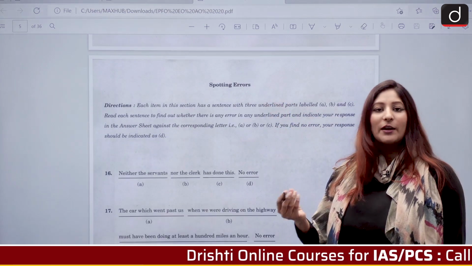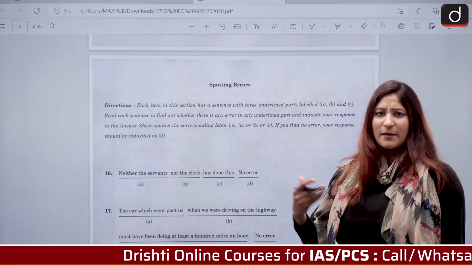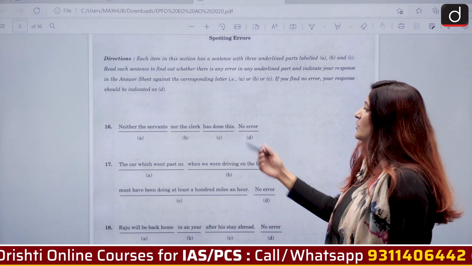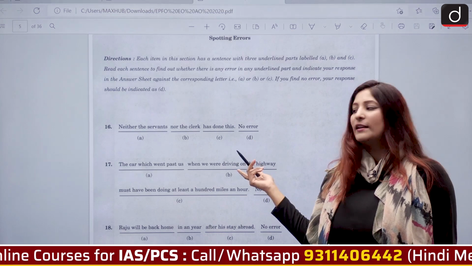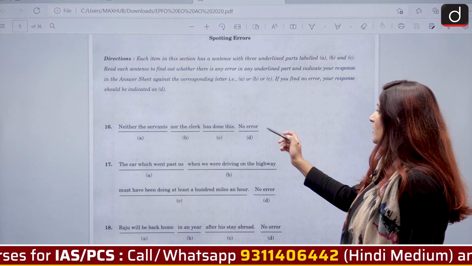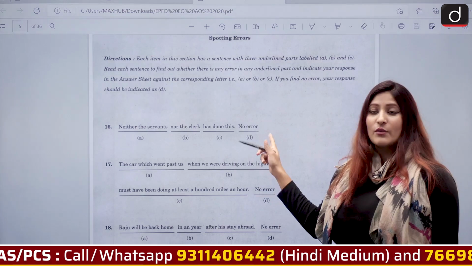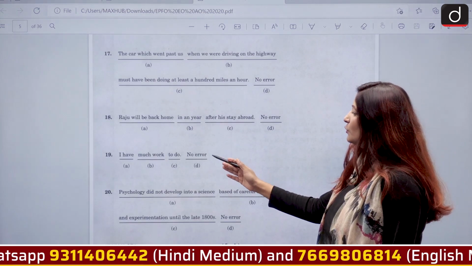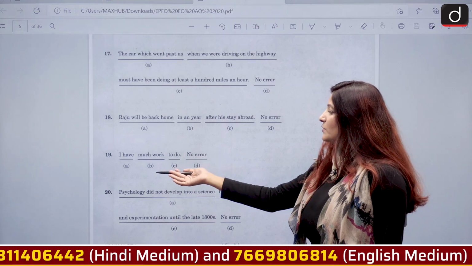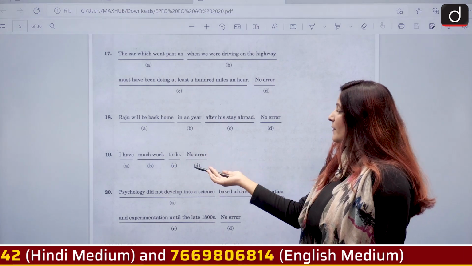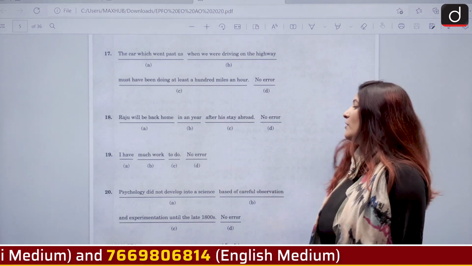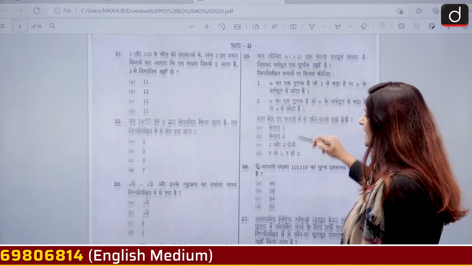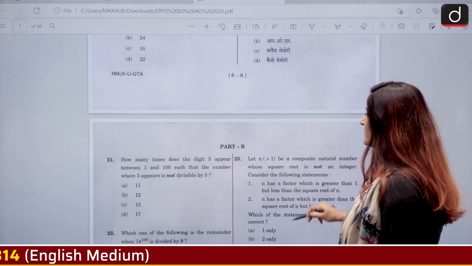Spotting errors. Spotting errors is also a very important part of your examination, generally competitive examination. So A, B, C and D, you have to spot the error or no error. You have to choose option D over here if there is no error. Spotting the error is also important here. "I have much work to do." If you see an error, pick it out. No error, then of course D. So these are the kind of questions. Now comes the second part, part B. Let us see what part B is filled with.